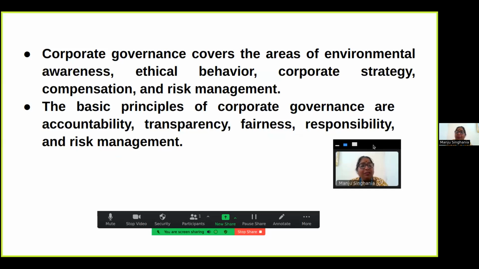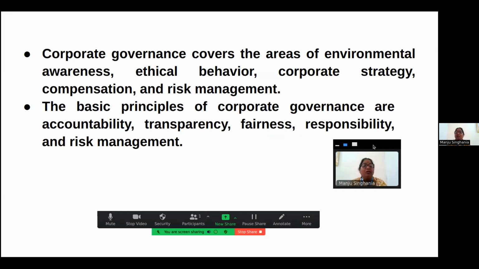Now, what are the basic principles of corporate governance? There are basic principles of corporate governance. The first is accountability. You should be responsible. Transparency: when you are ethical, and what you are doing is right, then certainly transparency will be there. Fairness: competition is there, and in the competition you have to follow fair business practices. Responsibility: accountability and responsibility should be there, and business risk is there.